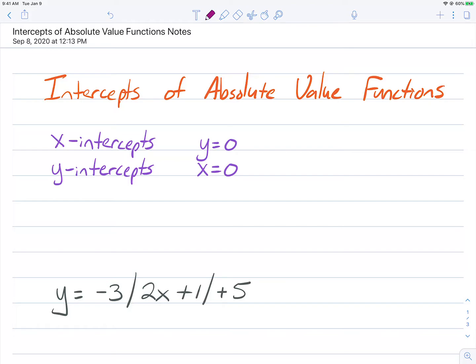Intercepts of absolute value functions. So the first thing to remember is that at the x-intercept, y equals 0. So to find the x-intercept, we're going to plug in y equals 0 and solve for x. Then at the y-intercept, x equals 0. So we're going to plug in x equals 0 and solve for y.